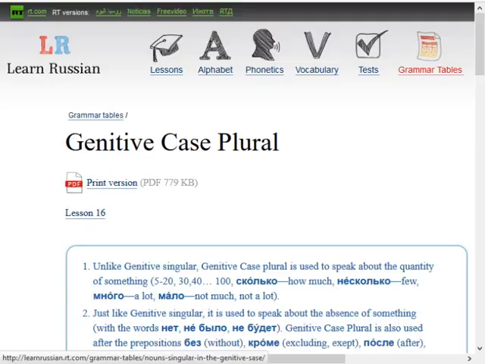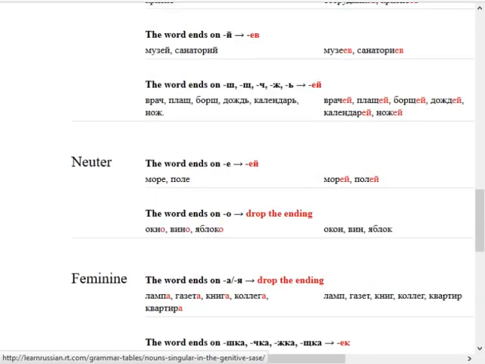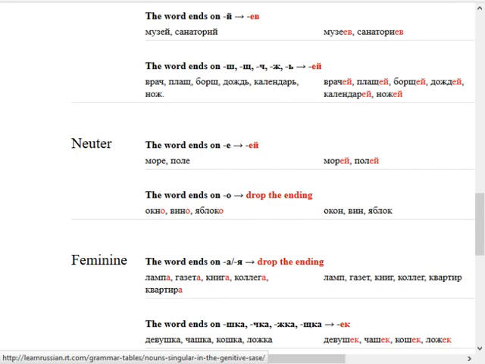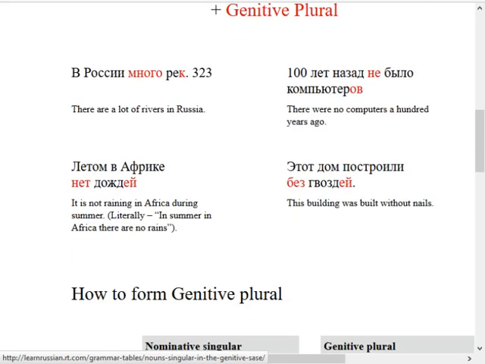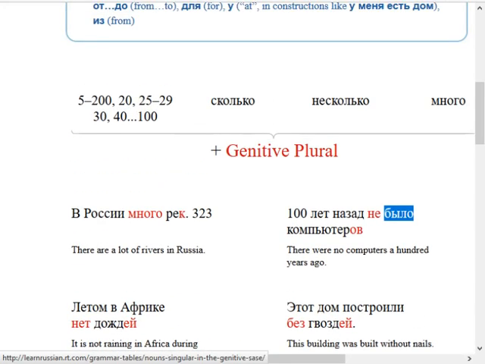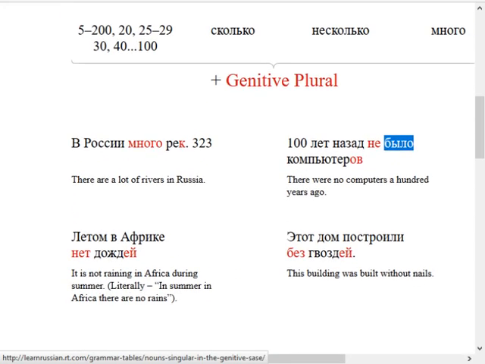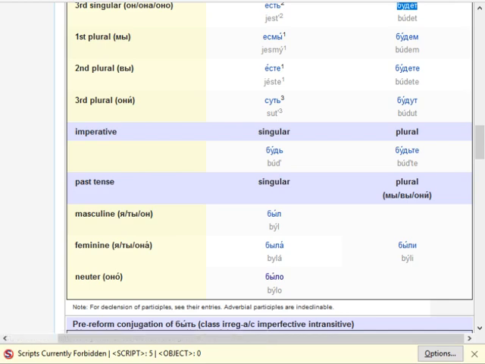Genitive case plural, is this it? Yeah, I think this is what I'm looking for. So here you can see they say that было is used for the genitive plural. So, for example, 100 years ago there were no computers, and so therefore it's было. But that appears to directly contradict the information here, because this says explicitly that past tense plural is были.